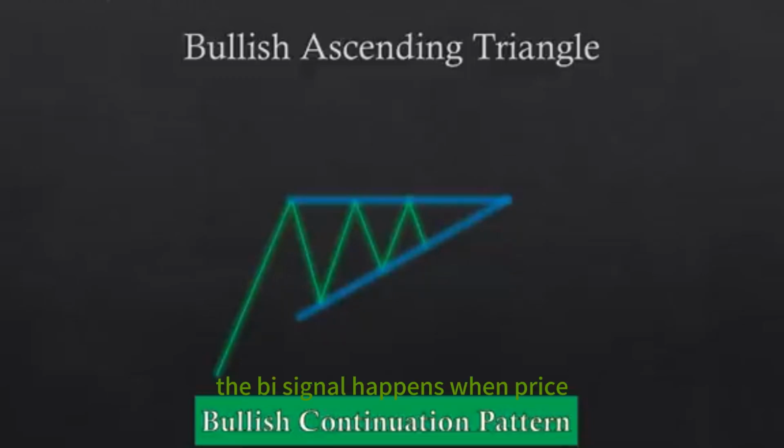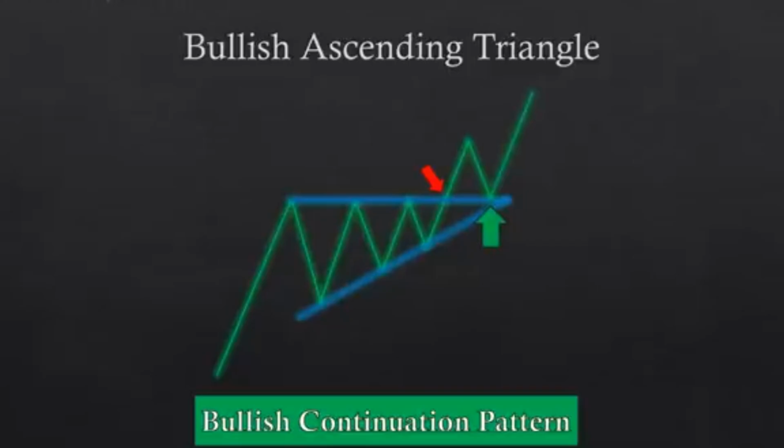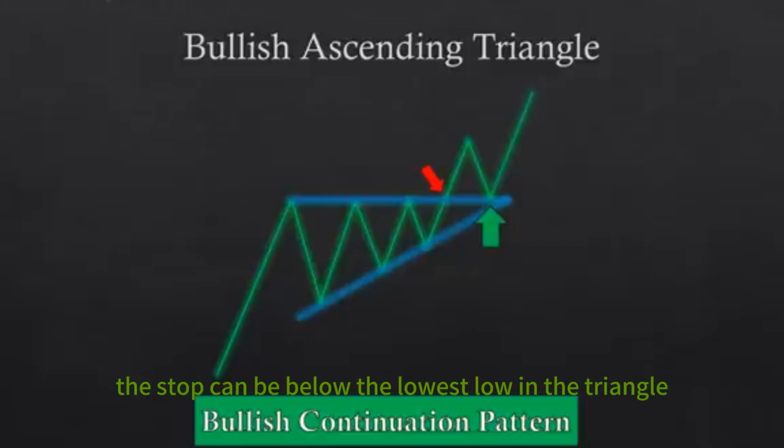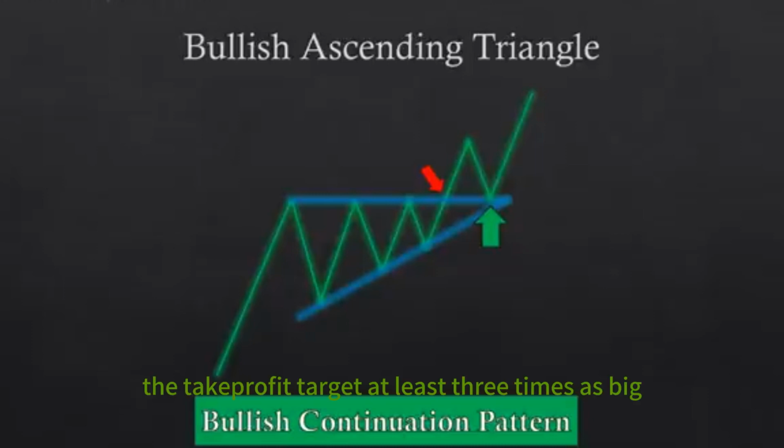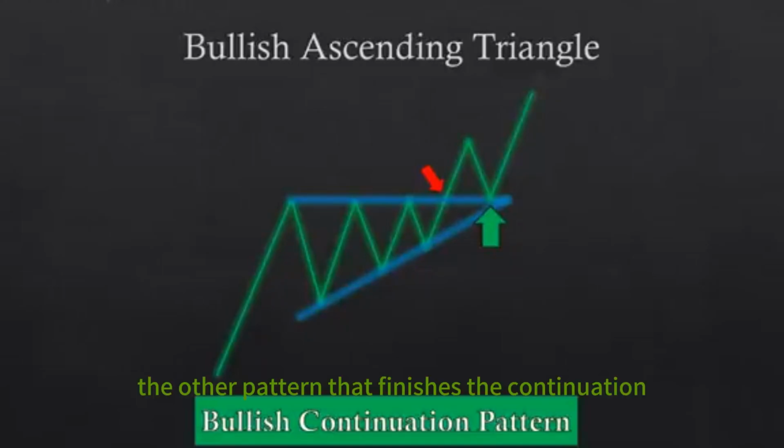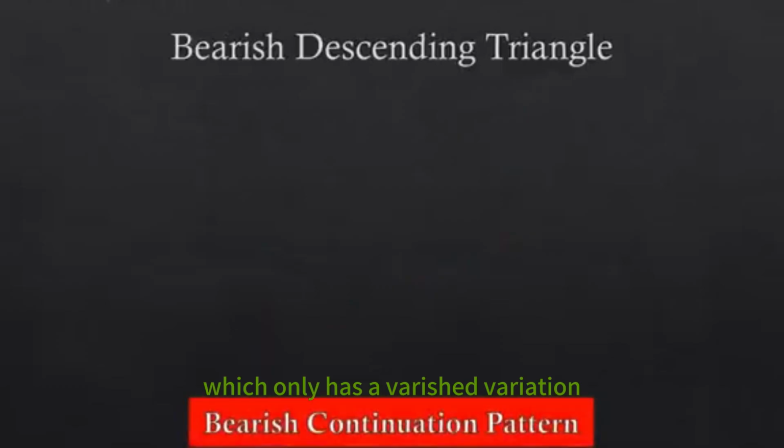The buy signal happens when price breaks the upper line to the upside and retraces back to it to test it as support. The stop can be below the lowest low in the triangle, or below a confirmed demand zone. The take profit target is at least 3 times as big as the stop. The other pattern that finishes the continuation triangles is the descending triangle, which only has a bearish variation.